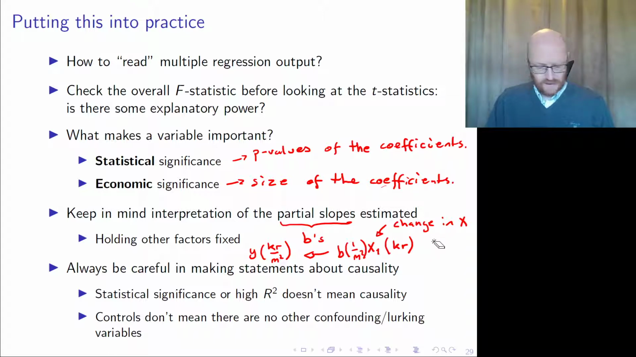Let's see. We can say the effect of a change in x on y. So what is the effect of a change in x on y? Okay, that's really the key to interpret these partial slopes. And whenever you do that, you are inevitably holding other factors, all the other x's, fixed.